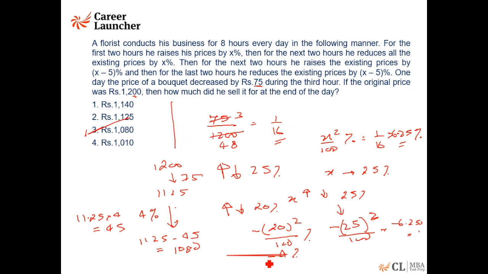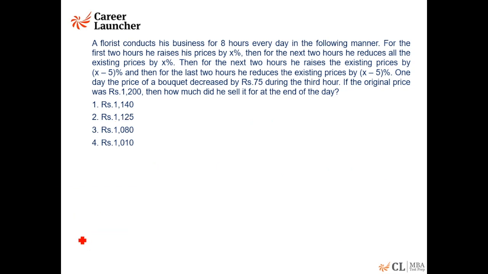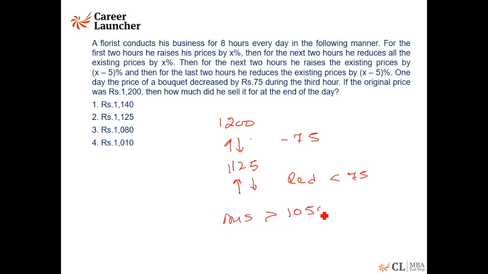Your starting point, just to repeat, this question should have been done by the basic concept that it should have started saying initially it is 1200 rupees. The first up and down cycle led to the price becoming 1125. Okay, this means a decline of 75. The second up and down cycle will lead to a reduction of less than 75 rupees. So my answer should be greater than 1050. Answer has to be within these two numbers. Only one choice remains.